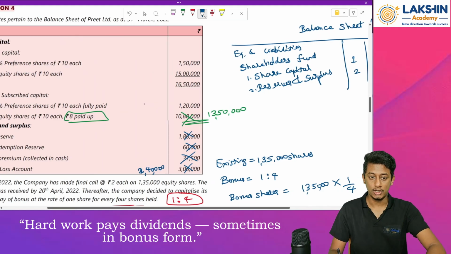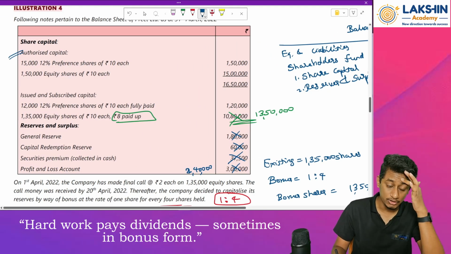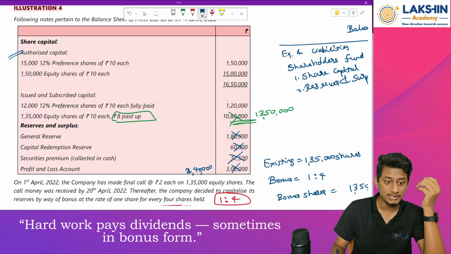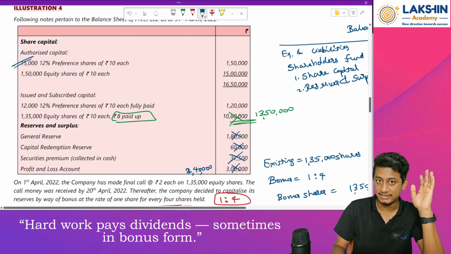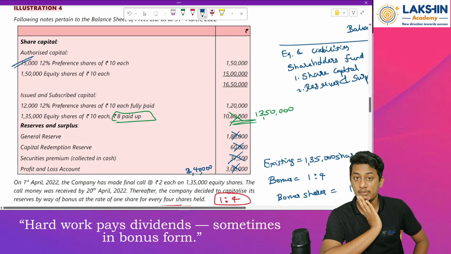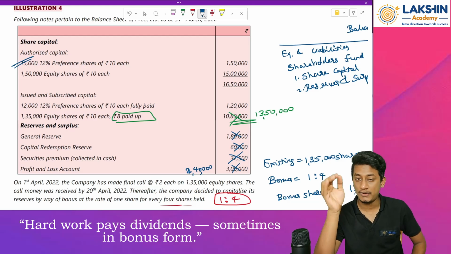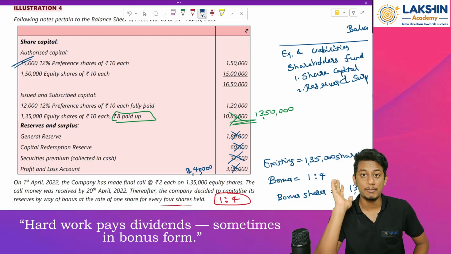Now what to do? Now go back to the notes. So authorized capital won't change, but okay. One more thing over here. See, preference shares has not changed, right? Preference shares is as it is. So do not touch the authorized capital. See, what is authorized capital? What do you mean by authorized capital? It is the maximum amount of equity shares or preference shares, whatever, that can be issued by the company.